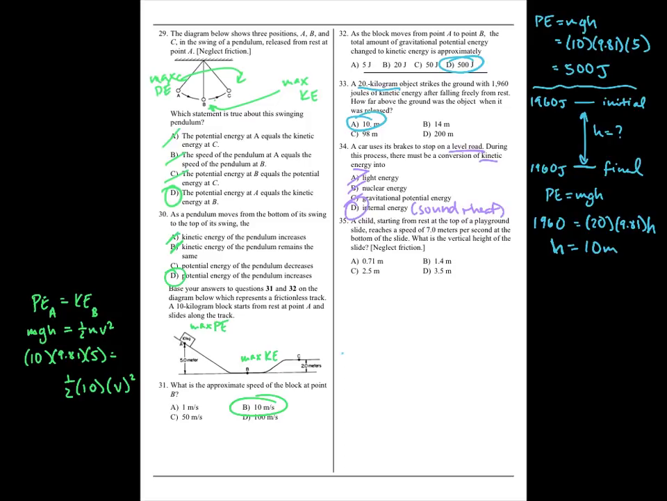Now, number 35, a child starting from rest at the top of a playground slide reaches a speed of 7 meters per second at the bottom of the slide. What is the vertical height of the slide? Woo! Okay. So we don't know this height. So that's what we should see. PE equals KE.